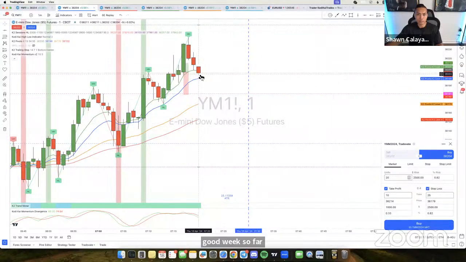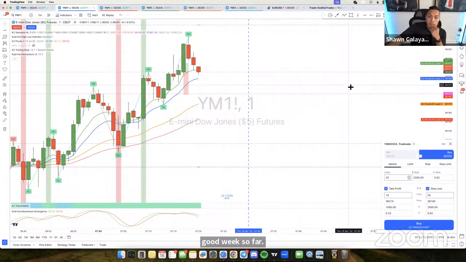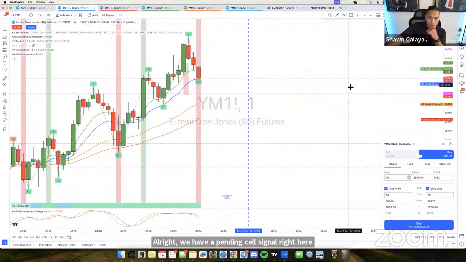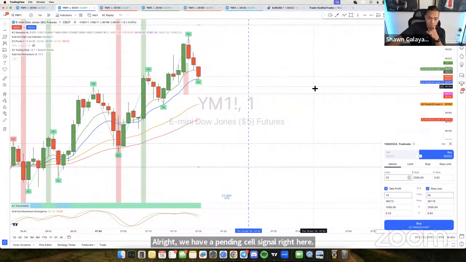All right, we have a pending sell signal right here. So if this sell signal here closes, we'll look for the possible swing back to the upside.